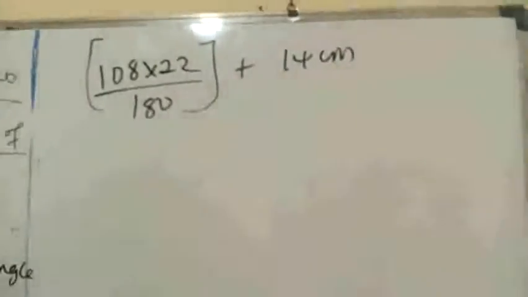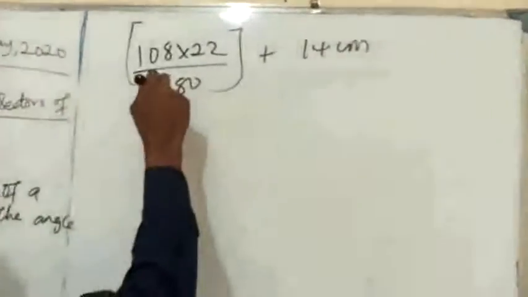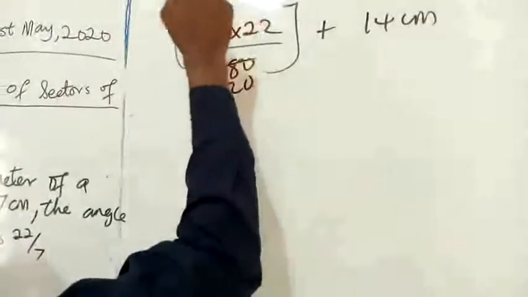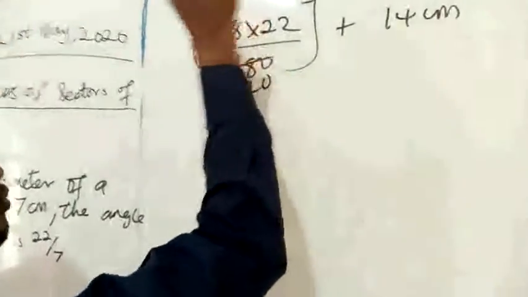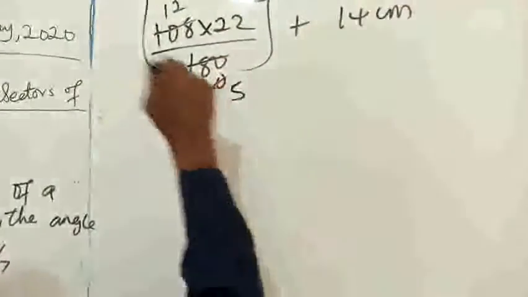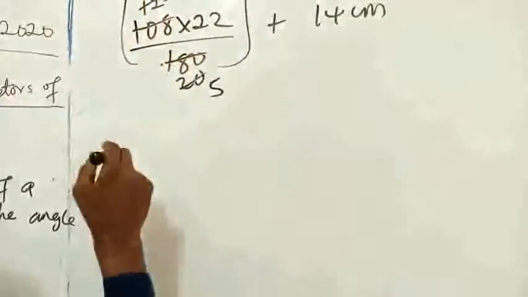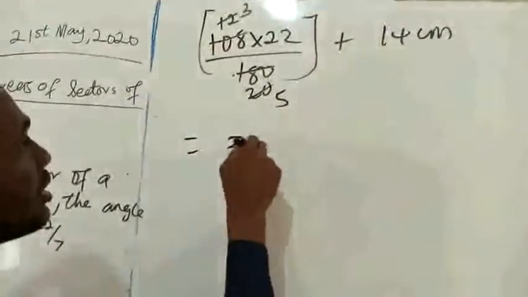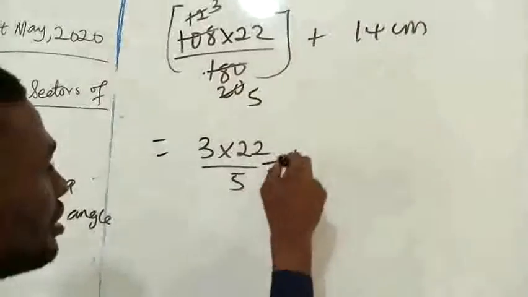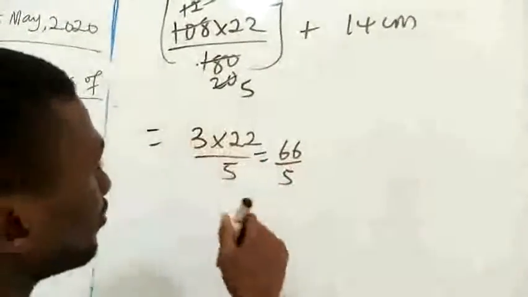That's 2 times 7. At this point, we keep dividing. 9 into 180 is 20. 9 into 108 is 12. 4 into 20, we have 5. 4 into 12, we have 3. We're left with 3 times 22 all over 5. It gives us 66 over 5.